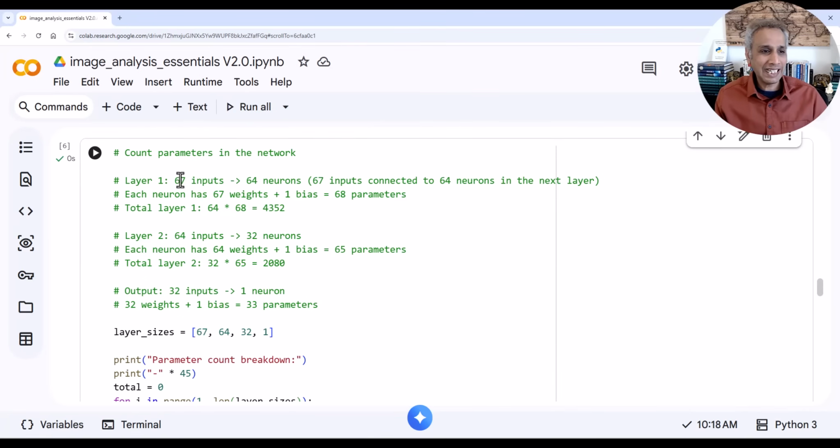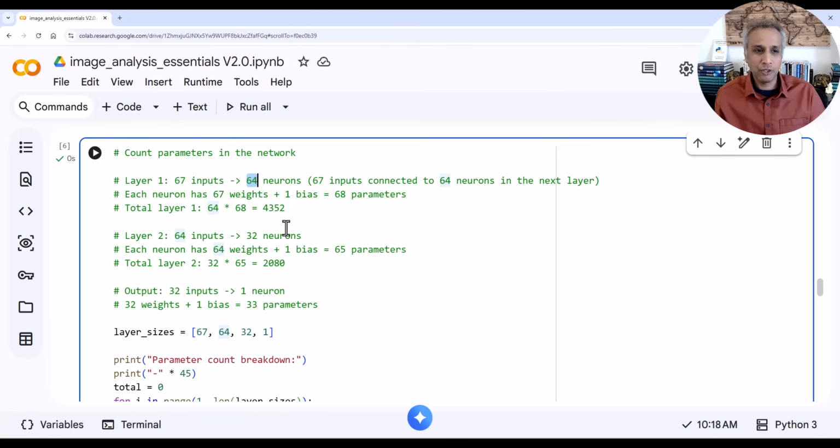So in our case, we have 67 inputs, right? Our feature vector is size 67, and they're connected to 64 neurons in the next layer. So each neuron has 67 weights, right? So each neuron must have a weight. So it has 67 weights plus 1 bias that gets added. So right there you have 68 parameters. So total in layer 1 is you have 64, because they're all connected to 64 different neurons in the second layer, multiplied by how many? 68 parameters. So you have 4,352 parameters that need to be learned in the first layer itself.